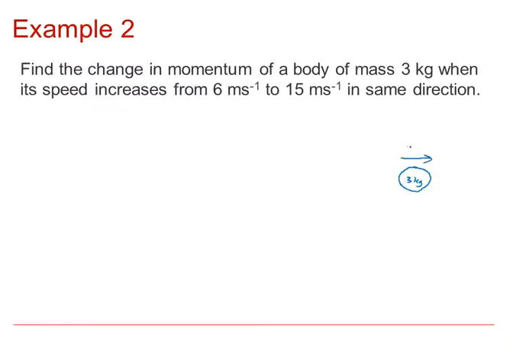It initially was going at 6 meters per second, so I'll just put a little note there that that's before the change, and then afterwards underneath the diagram it's moving at 15 meters per second, and I'll just put a little note there, after. So a nice simple convention is to put the velocities before the change above and the velocities after the change below.